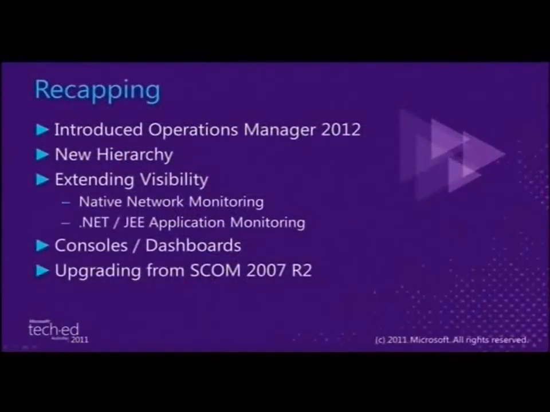So quickly recapping, we've gone through some of the value that Ops Manager 12 is going to add. We've introduced you to the new hierarchy, and finally the root management server is gone. Showed you the visibility, how it's been extended with the native network monitoring and the application performance monitoring. We've gone through some dashboards and some consoles, and I've shown you how to upgrade from Ops Manager 2007 R2 to 12.